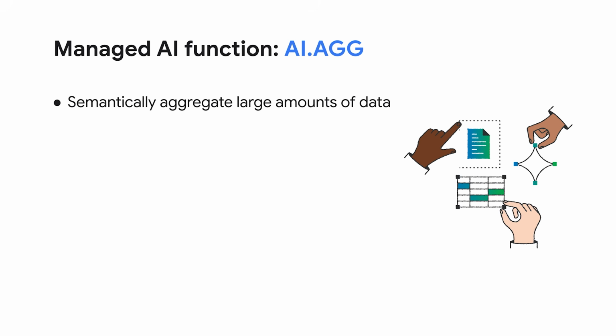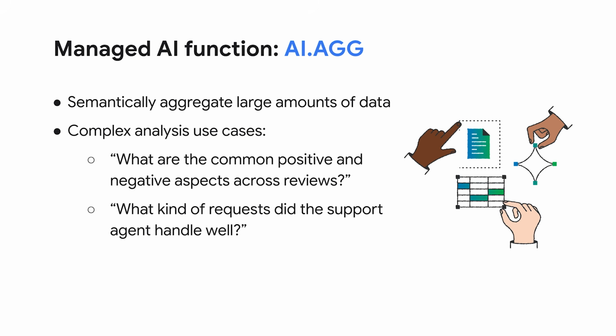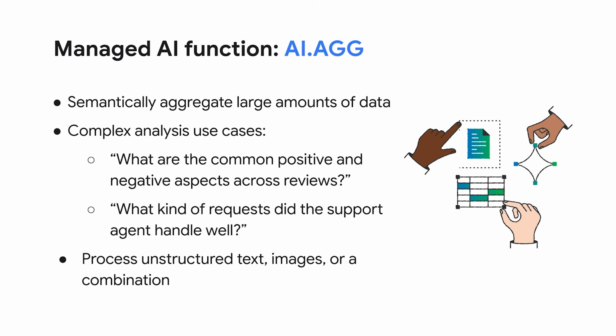It's an aggregate function, so it looks at a whole group of rows and follows your instructions to give you one single answer. This allows you to perform complex tasks like summarizing themes or identifying sentiment trends across data. It's not just for text data either. It can analyze groups of images or even a combination of both, allowing you to do things like compare customer written reviews against their uploaded product photos to find the real story behind the data.